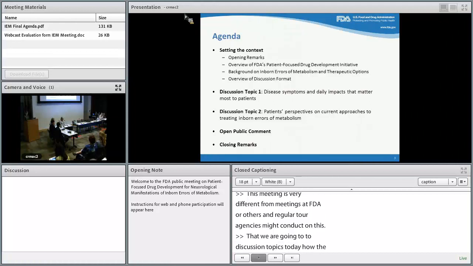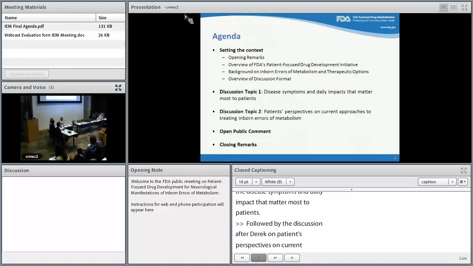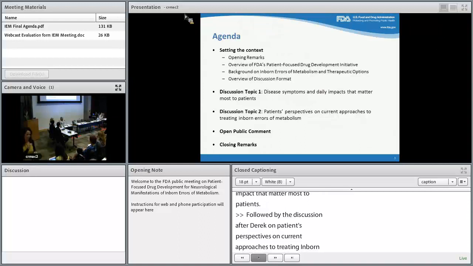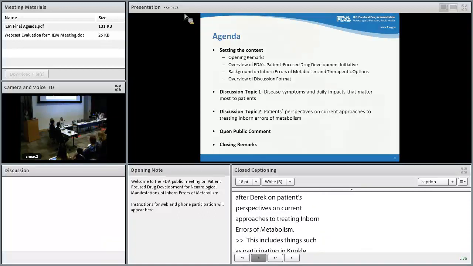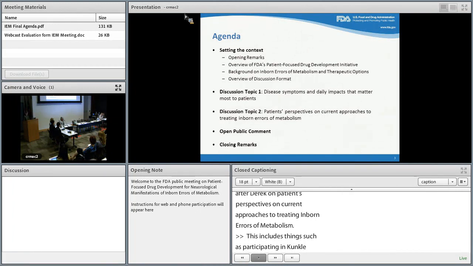Then we're going to have two discussion topics today. The first discussion topic will be on the disease symptoms and daily impacts that matter most to patients, followed by a discussion after a break on patients' perspective on current treatment approaches to treating inborn errors of metabolism, and this includes things such as participating in clinical trials and your experiences with treatments.